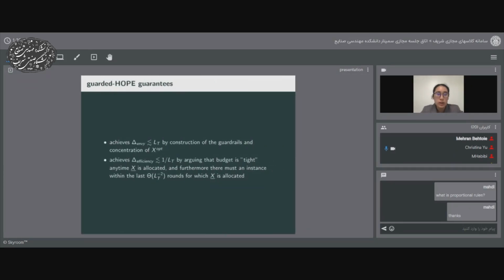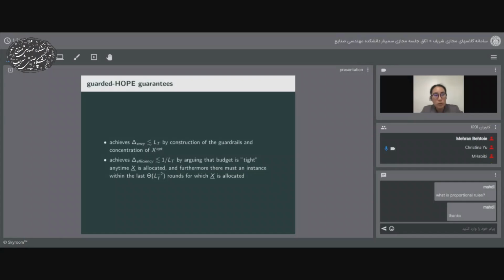So again, it gets these two guarantees that we want. One, that it does achieve this bound on the delta NV by the construction of these guardrails and concentration of this X opt. And two, it will achieve this bound on this delta efficiency by arguing that the budget is tight anytime the X lower bar is allocated. So in particular, recall X lower bar is allocated whenever you don't have enough resources to allocate X upper bar at this time and save enough to allocate lower bar for the rest of the time.